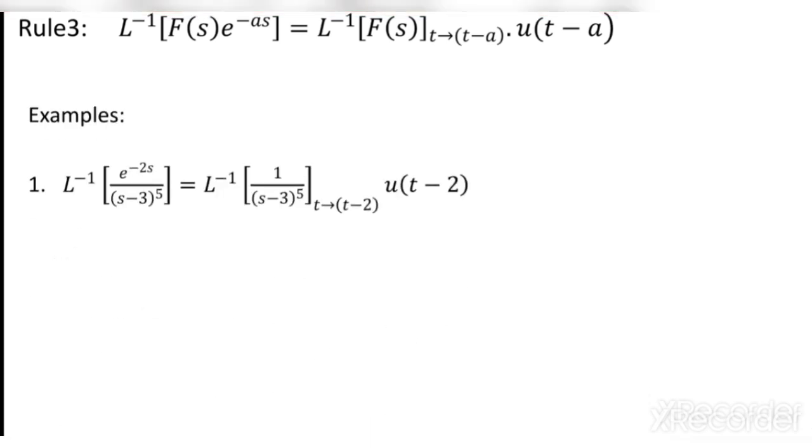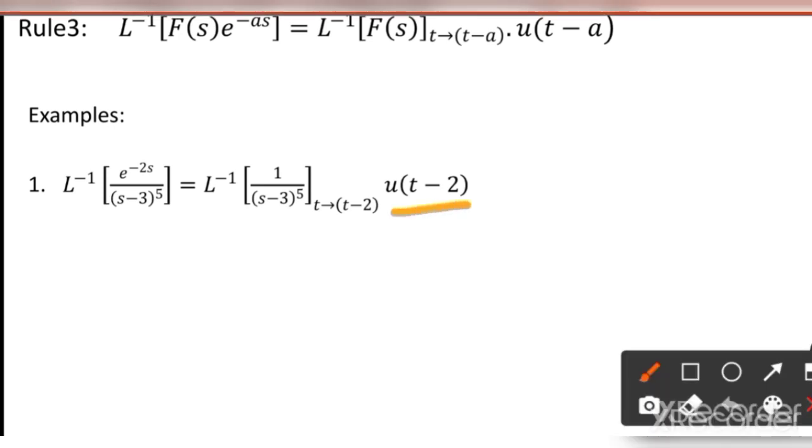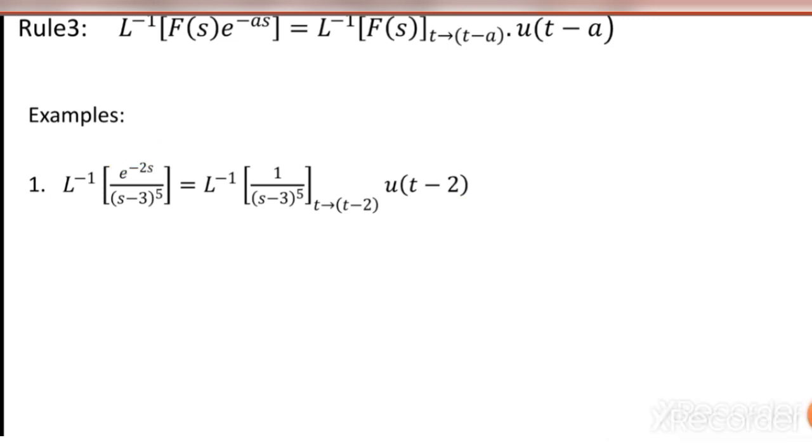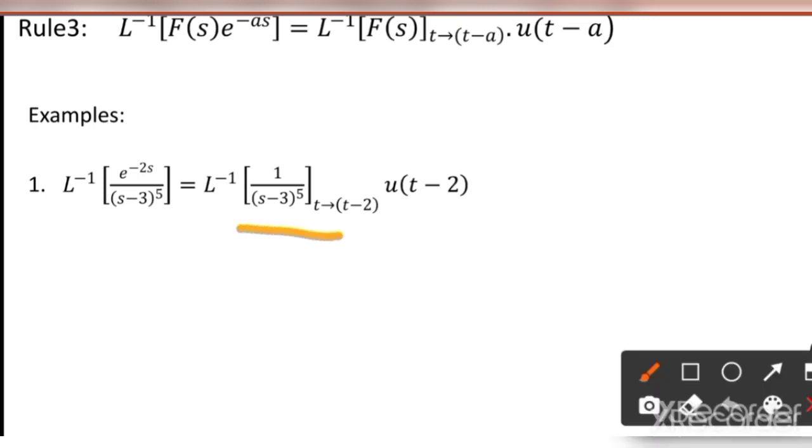L inverse of e power minus 2s by (s minus 3) power 5. So identify here e power minus 2s is there, means it is u of t minus 2, because a is here 2. Correct, numerator. a is 2. u of t minus 2. Now L inverse of 1 over (s minus 3) power 5. You have to take L inverse. Once the answer is obtained, replace t by t minus a, that is t by t minus 2.